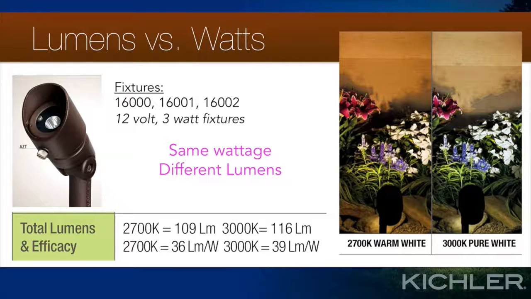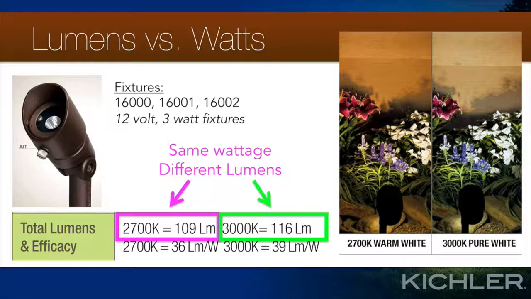This variance is caused by the different diodes and phosphors used to create each fixture. The 2700 Kelvin warm white fixture produces 109 lumens, whereas the 3000 Kelvin pure white fixture produces 116 lumens. It's only a difference of about 6%, but it's helpful to know that it's there.